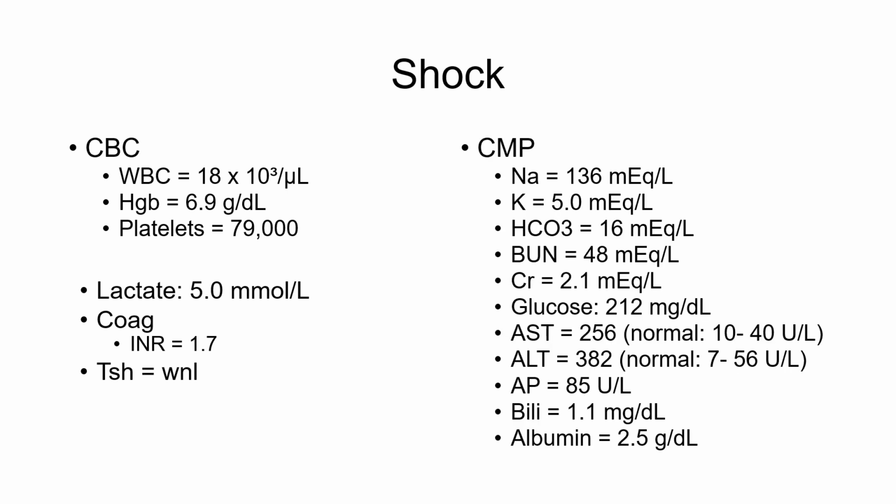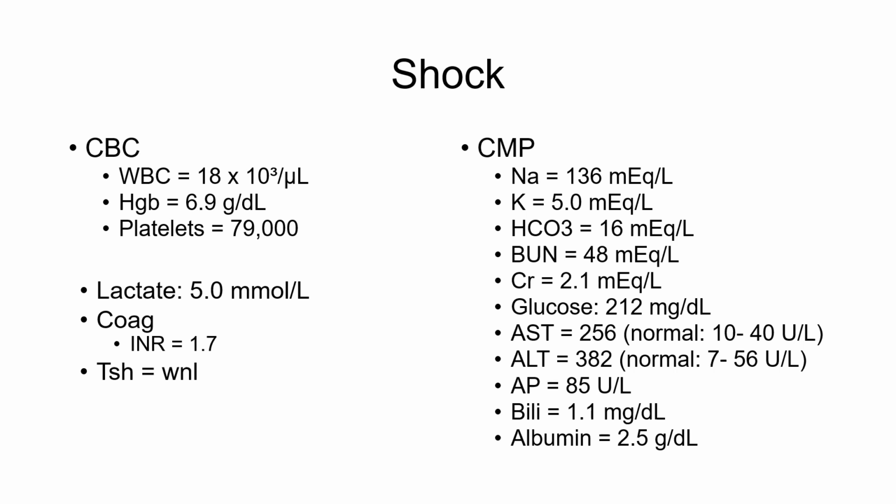On his complete metabolic panel, the patient has a sodium of 136, potassium of 5, bicarb of 16, BUN 48, creatinine 2.1, glucose is 212, AST, ALT are both moderately elevated. His alkaline phosphatase is normal, his bilirubin's 1.1, and his albumin's slightly low. So what kind of interpretation can we make from this?